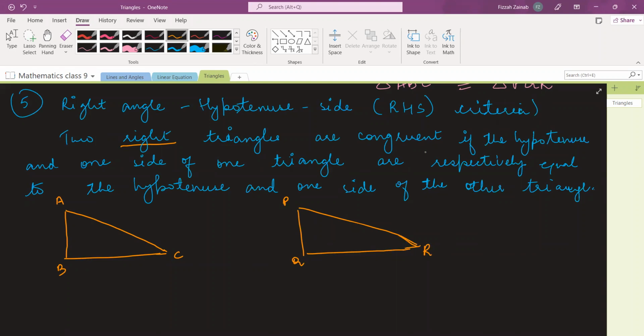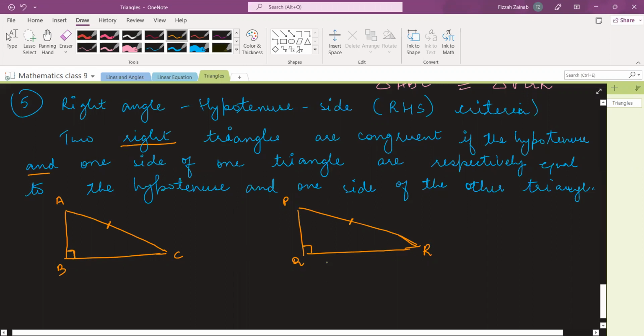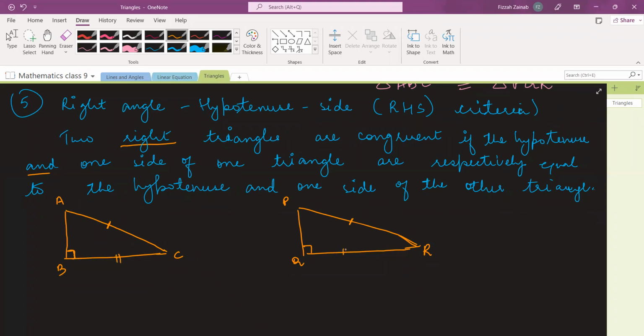So now read again. Two right triangles are congruent if the hypotenuse and one side of one triangle. That means its hypotenuse is equal to this hypotenuse, right? Now, which side is hypotenuse? The one which is opposite to the 90-degree angle, right? The longest side of the triangle. Okay, and one side. That means any other side. Let me take BC is equal to QR, right?